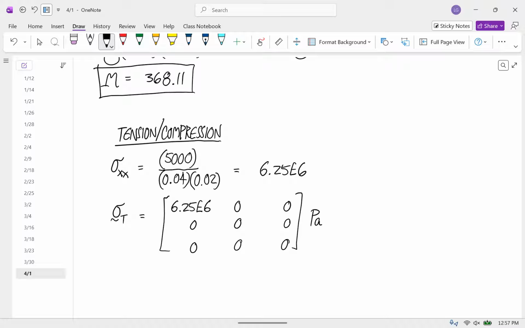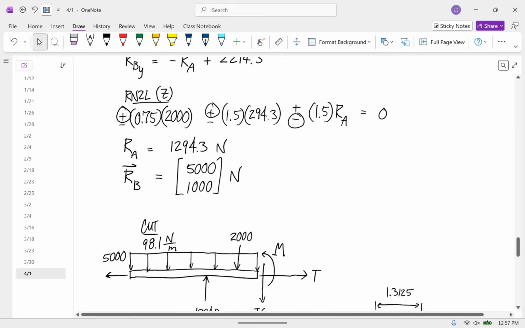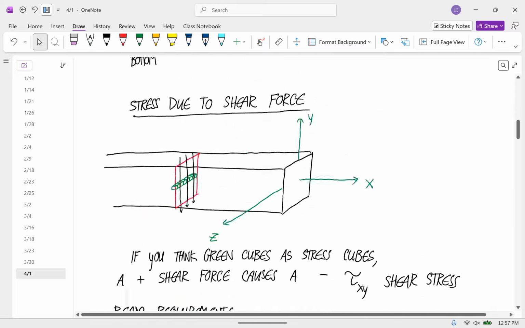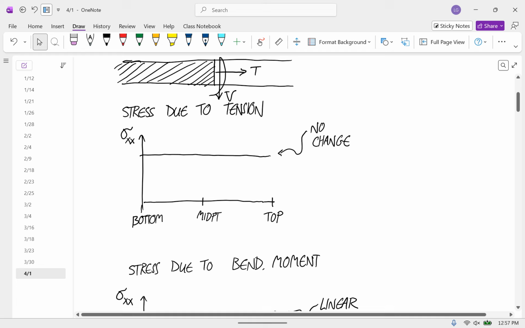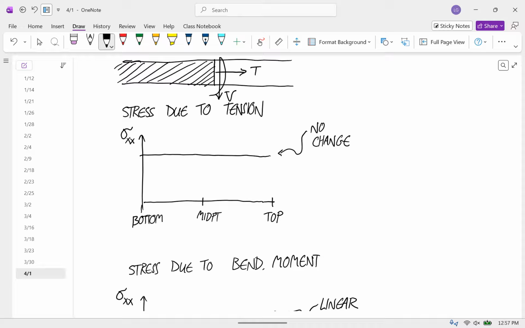I didn't consider where on the cross section we're looking at this. Why is that? Because it doesn't matter because of this graph right here. Stress due to tension is flat across the whole cross section. But it will matter for the other two.